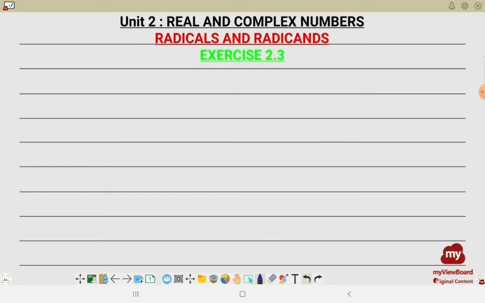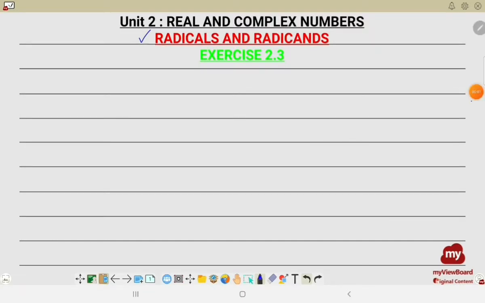Today I'll be solving exercise 2.3 from unit number 2, that is real and complex numbers. The topic covered in this exercise is going to be radicals and radicands. So the very first thing we need is a basic concept of radicals.